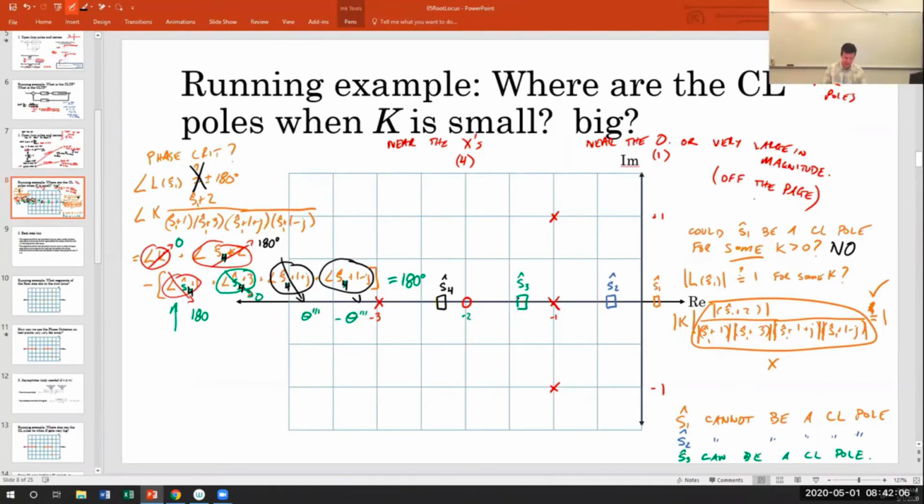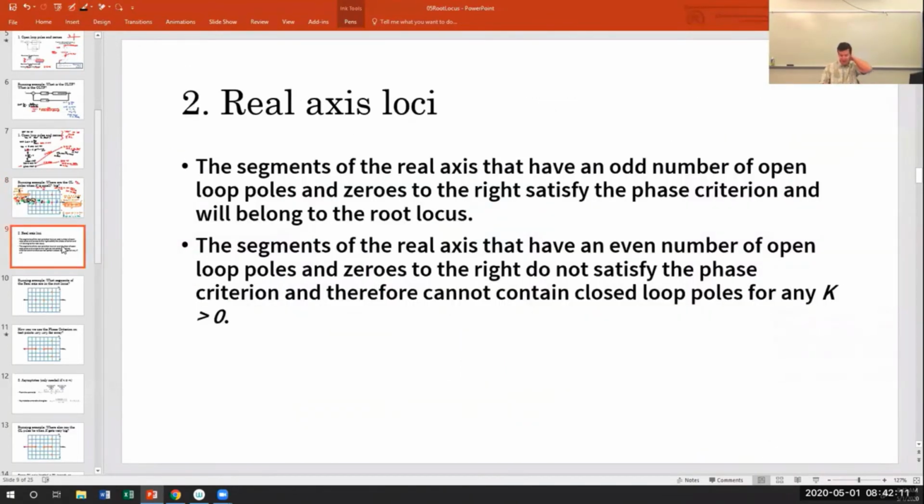Okay. So that is what I've summarized on the next slide. The real axis contains root locus branches, or loci, if you like, which is the plural of locuses. The segments of the real axis that have an odd number of open loop poles and zeros to the right will always satisfy the phase criterion, and so they are in the root locus. So if you have an odd number of open loop poles and zeros to the right, you are in.